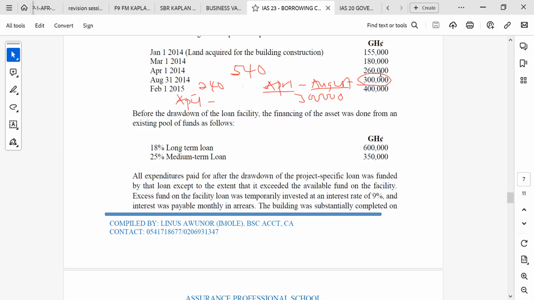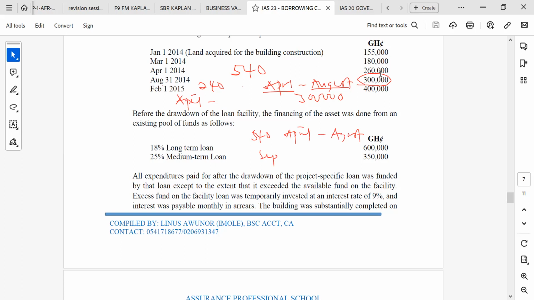But from April to August ending, we are going to be withdrawing what? 300,000. It means that 300,000 have been invested from April to August, but the 240 will still be there. Another way of going about this one is you say that you have invested all the 540 from April to August. Then you do September.